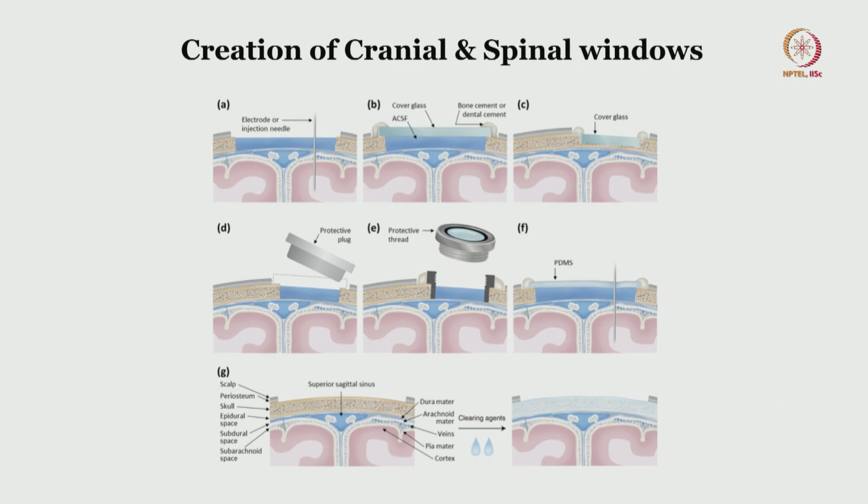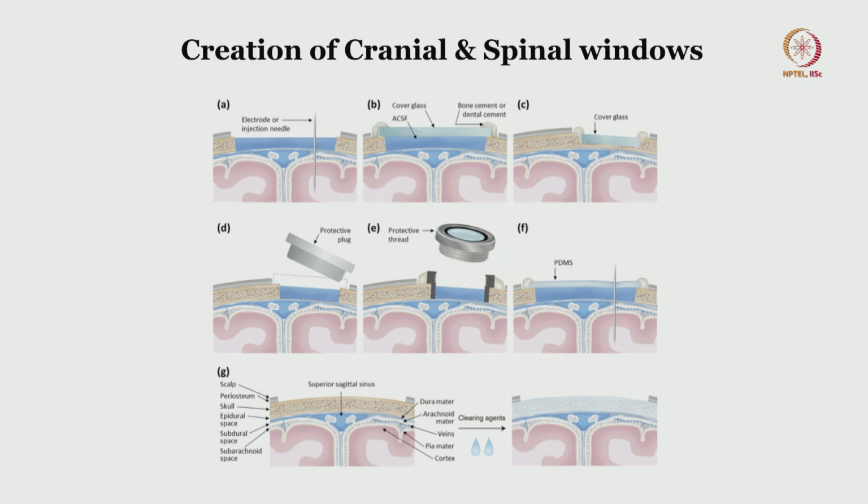Either you can have a cover glass with the artificial CSF, or you can have a protective plug through which the microscope can be used, or you can have a PDMS covering through which the brain can be sampled again and again, either to deliver the drug or to record the neural signals. The idea being that the brain is being exposed, and the rat can be allowed to recover from this stage onwards, and the brain is exposed all the time. Either you want to use the microscope or you want to deliver a certain drug, the brain is available.